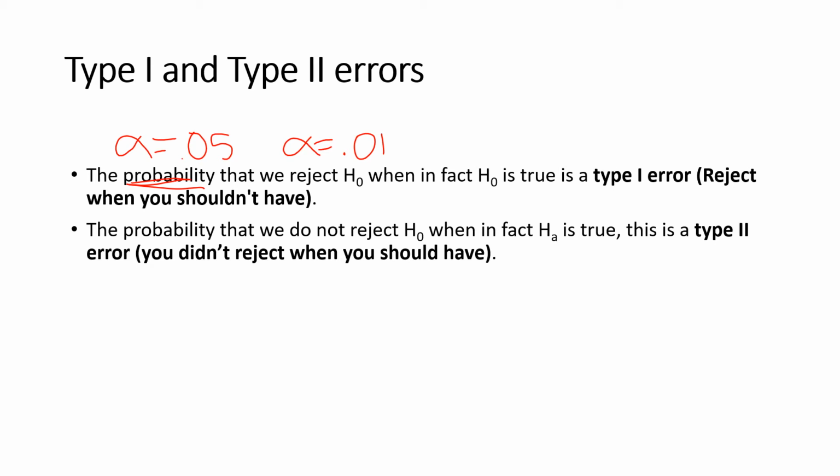Now, the probability that we do not reject the null hypothesis when the alternative hypothesis was actually true, that's a type 2 error. So type 2 error is when you didn't reject, but you should have.